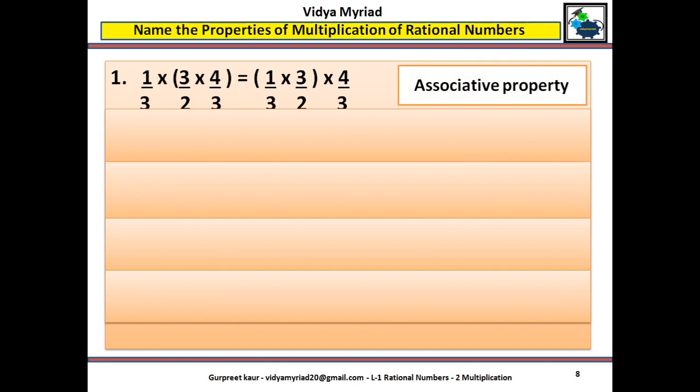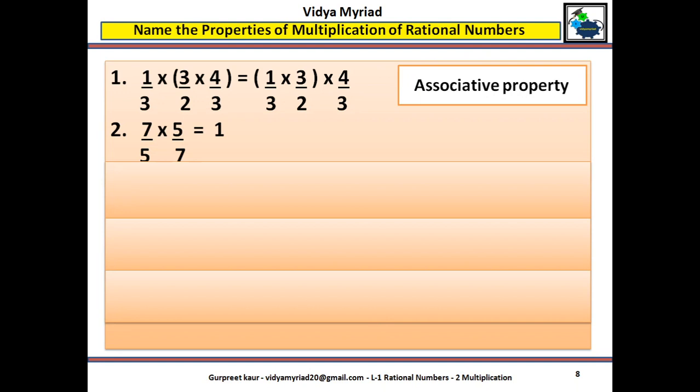How will you learn it? A means arrange. You are arranging it either in the first two pair or the next two pair. In the same manner, you are arranging your rational numbers to make your calculation easier. So you can learn this: associative is arrange.